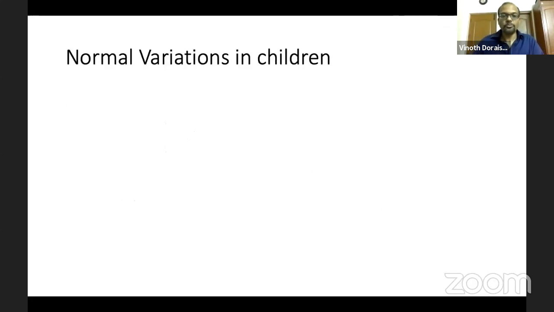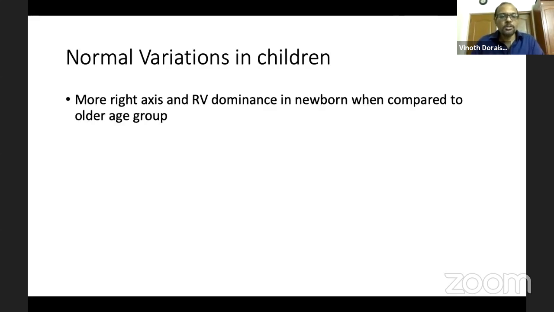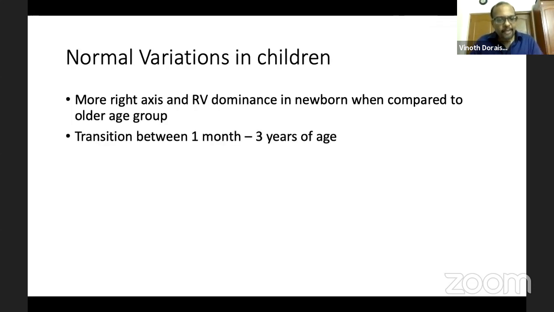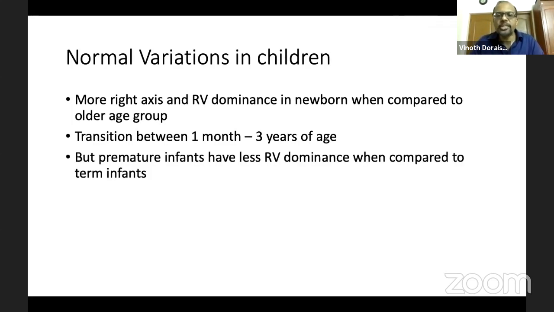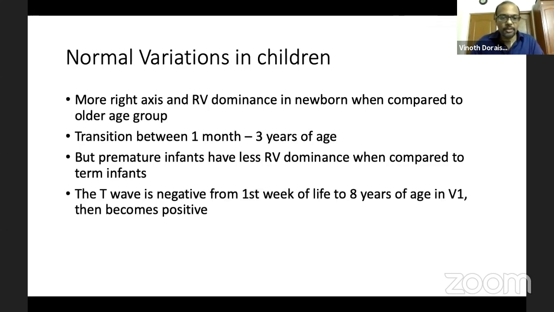Like it can cause a notched T wave, a broad-based T wave, or an increased T wave duration. So coming to the normal variations in children when compared to adults. There's more right axis and right ventricular dominance in the newborn when compared to the older age group. The transition from right ventricular dominance to left ventricular dominance happens between 1 month and 3 years of age. After 3 years of age, it usually becomes like the adult. But premature infants will have less RV dominance when compared to term infants.